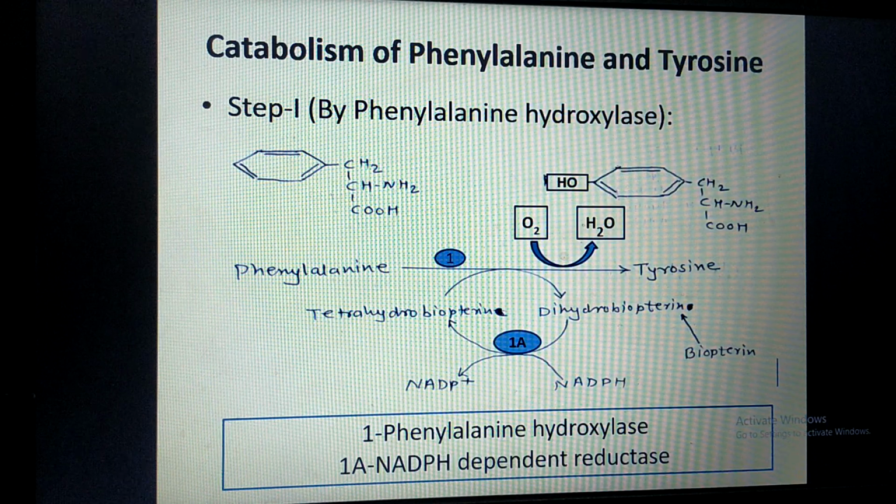Now in this reaction, tetrahydrobiopterin acts as a coenzyme which donates two hydrogen atoms to the enzyme and gets oxidized into dihydrobiopterin. This dihydrobiopterin is synthesized from biopterin. Now this oxidized dihydrobiopterin is reduced to tetrahydrobiopterin by the enzyme NADPH-dependent reductase. For this reaction, the coenzyme is NADPH, which supplies two hydrogen atoms.